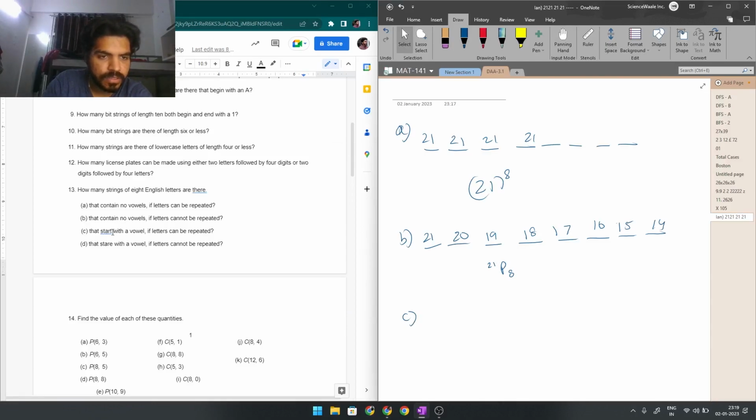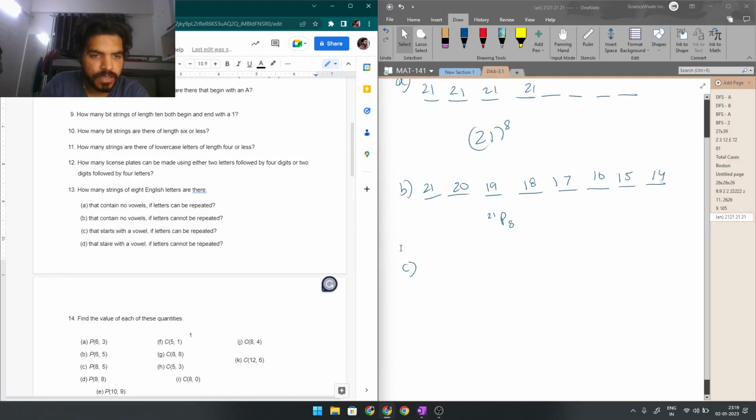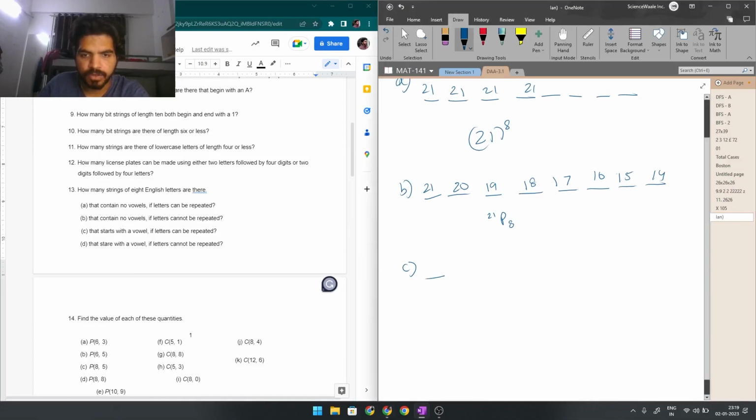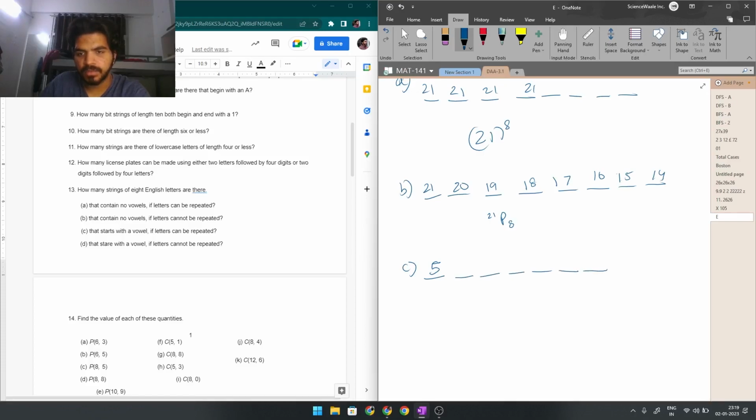This one starts with a vowel, and if letters can be repeated, starts with a vowel. So one place is having one of the five vowels, and the rest seven are free. You can use anything, 26 options each. So on. Answer will be 5 into 26 to the power 7.